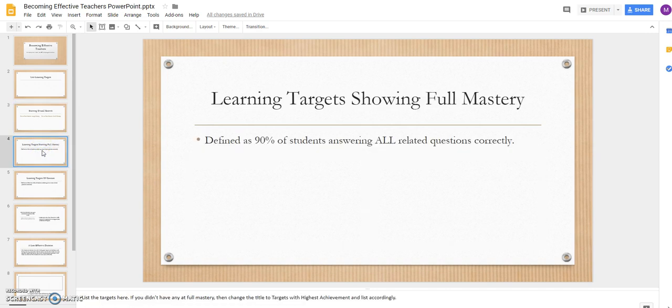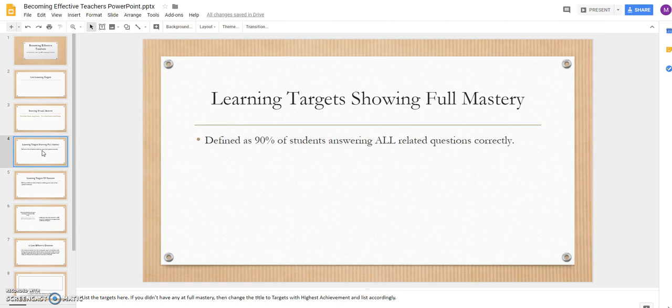On the next slide, you're going to talk about learning targets that showed full mastery, and we have defined those as questions that 90% of students answered all correctly. So let's say you have a learning target, there were 2 questions associated with it, and all but one student answered both of those questions correctly. That is a learning target that is at full mastery.